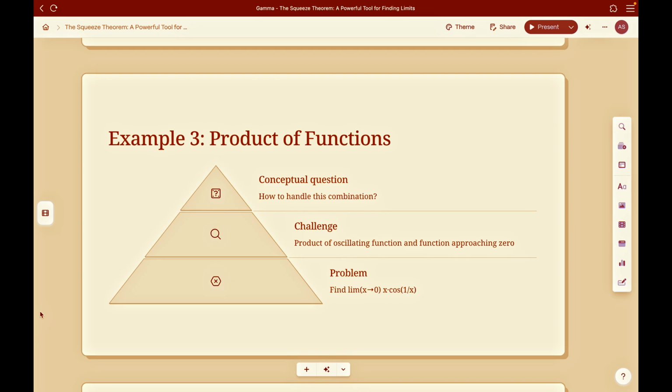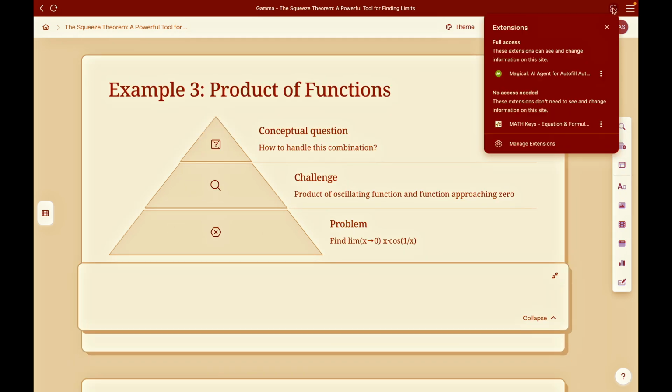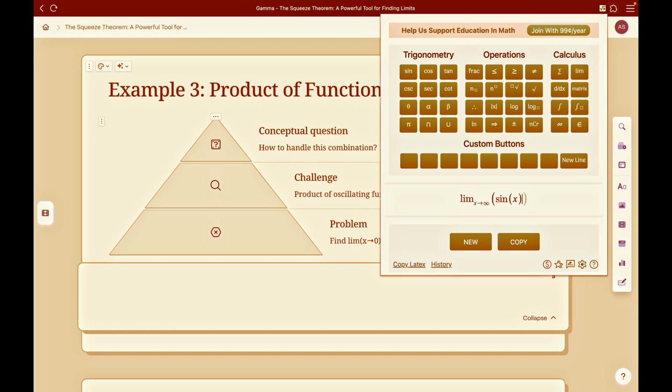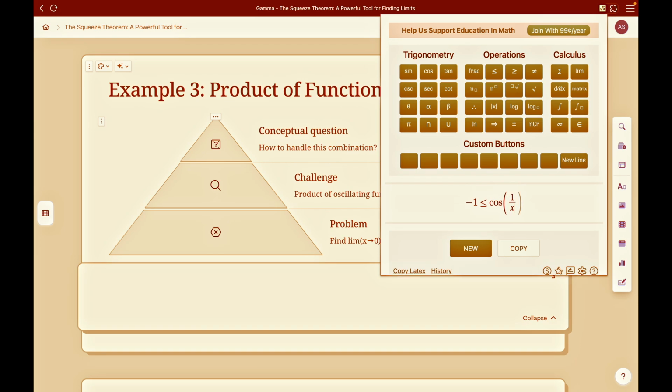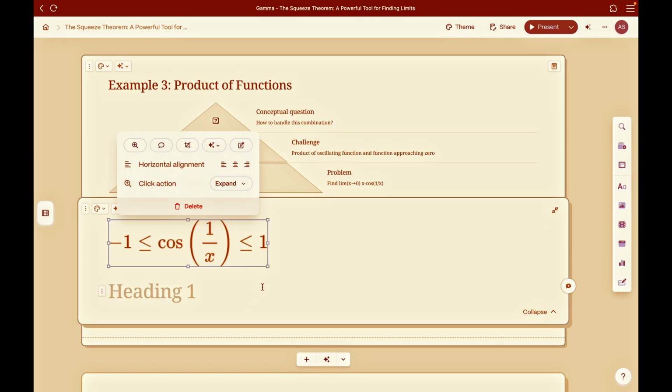So, our problem is to find the limit as x approaches 0 of x cosine 1 over x. So the first step is to do bounds. The bounds we're going to do is cosine 1 over x. Now cosine 1 over x has the same bounds as sine 1 over x, which is negative 1 and 1. So we have negative 1 is less than or equal to cosine 1 over x, which is less than or equal to 1. And these are our initial bounds.